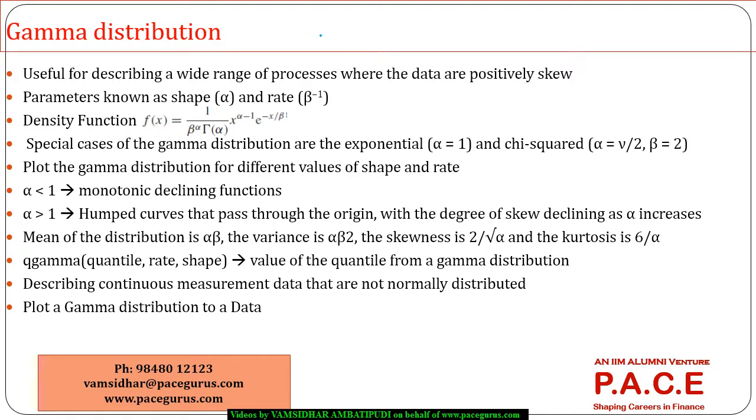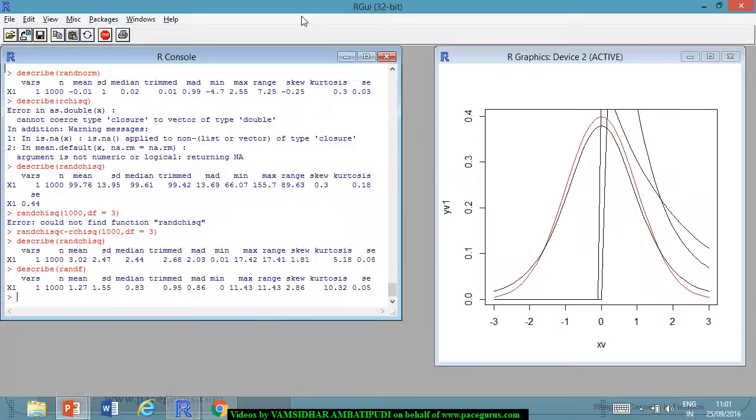Alright. Now, the next set of distributions that we are looking at may not be useful in your sampling distribution, but with respect to the original data set itself, we can see whether our data is following any of these distributions or not. So the first of that kind is the gamma distribution. So we are talking about a wide range of processes which are positively skewed. In case my data is heavily positively skewed, I can see if I can use a gamma distribution for it.